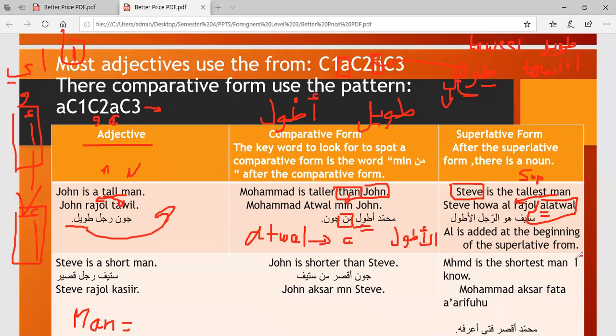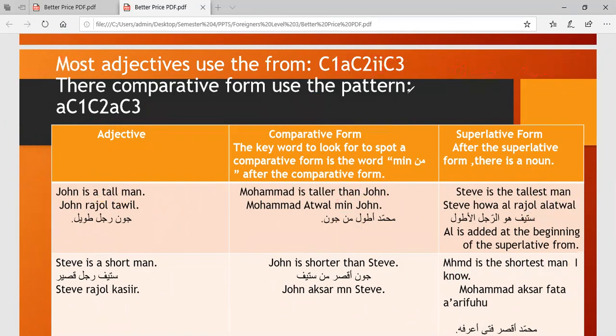Muhammad is the shortest man. Forget about I know. Muhammad is the shortest man. What does it become, Yamiya? I want to start with shortest, not with man. محمد أقصر فتى. Fata is a boy. You can use it if you want. It means أقصر رجل or أقصر فتى. It depends, it's the same. محمد أكثر رجل أعرفه. Yes, yes.